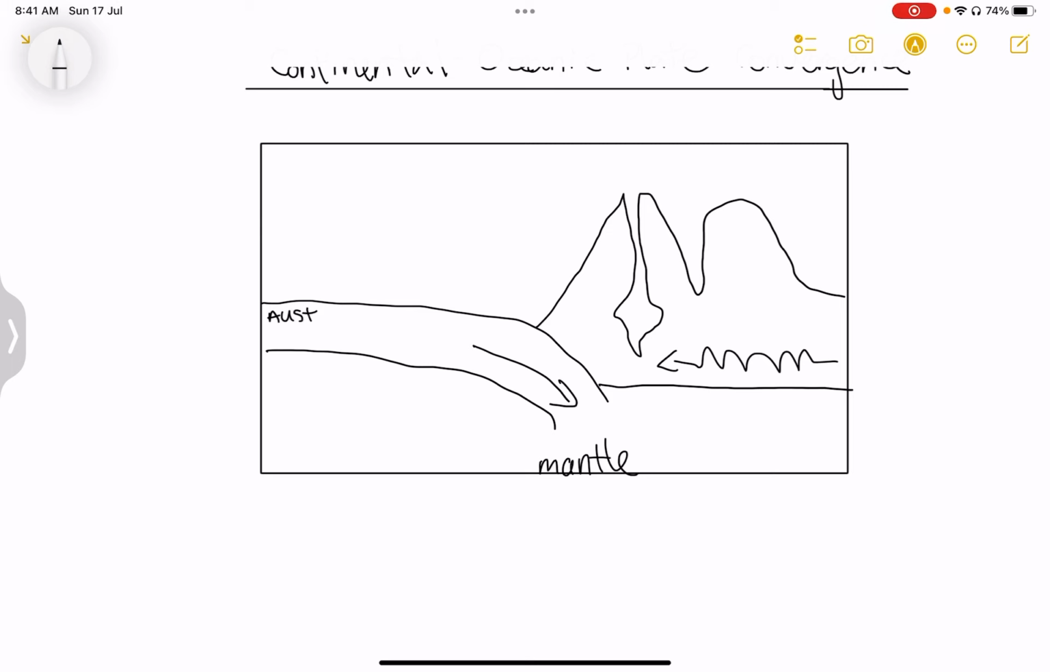So please label, which is an oceanic plate, right? Then the other plate that we're talking about is the Eurasian plate, which is a continental plate. Okay, so I've got my two plates labeled.